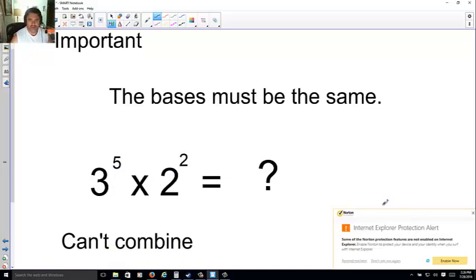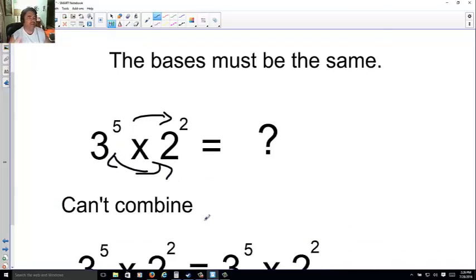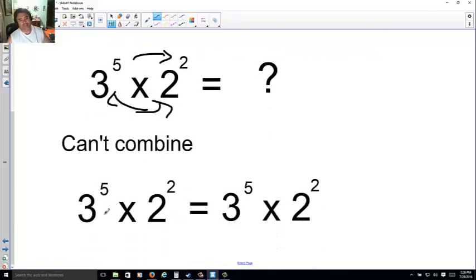If I have 3 to the 5th and 2 to the second, I cannot combine because the bases are not the same. Have to be the same bottom numbers. If I say I have 3 apple pies and 2 cherry pies, I can't say I have 5 apple or 5 cherry. They ain't the same. So in the same way, if the bases aren't the same, it don't work.